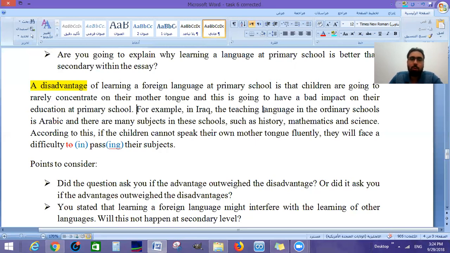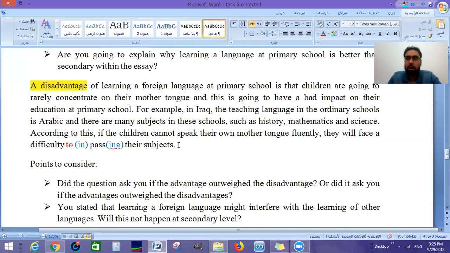Okay, for example, in Iraq, the teaching language in the ordinary schools is Arabic. And there are many subjects in these schools, such as history, mathematics, and science. According to this, if the children cannot speak their own mother language fluently, they will face a difficulty in passing their subjects."